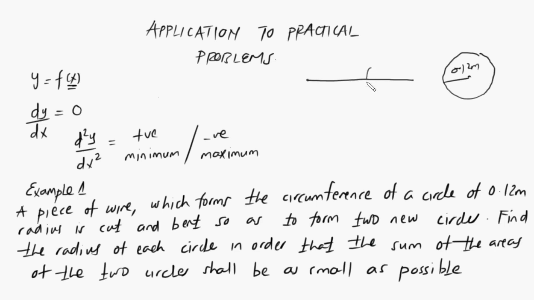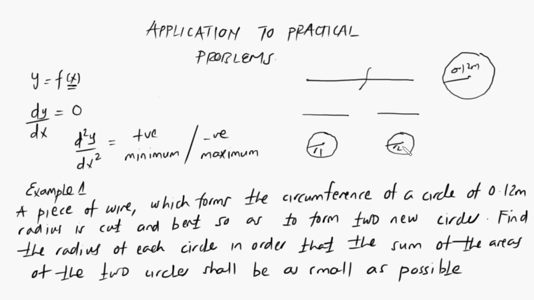It is cut. Someone else came and cut it into two pieces, the first and the second, and these two pieces were bent so as to form two new circles. So we have the first circle and the second circle. The first circle has radius R1, the second has radius R2. Find the radius of each circle.